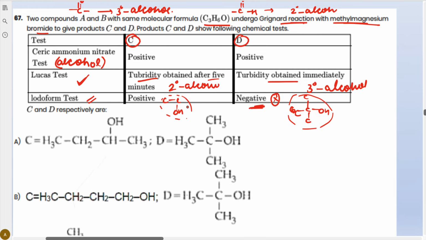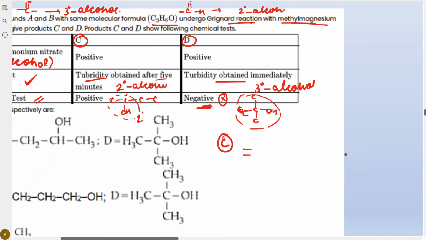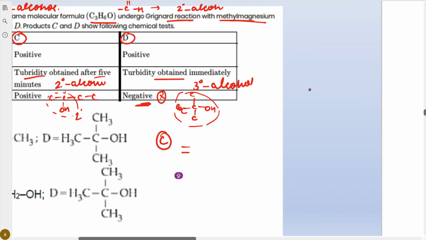And see this one, try to see, this should be something like this. So which option is correct according to this? This is a 2-degree alcohol, this is a 3-degree alcohol. So what should C be? I will draw C here.